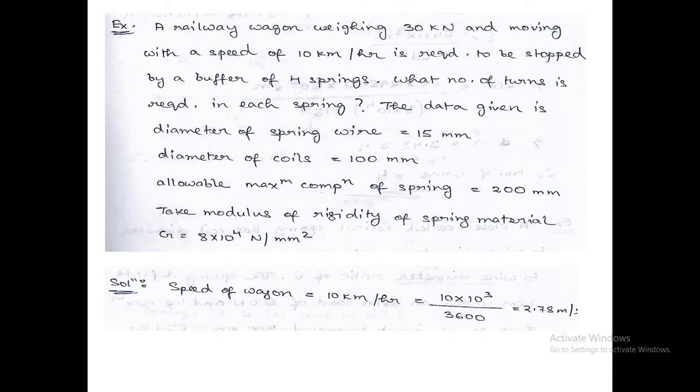First of all, we need to find the speed of wagon, which is given, that is 10 km per hour. Now let's convert this kilometer per hour into meter per second. So it will be 10 into 10 to the power 3 divided by 3600, which is equal to 2.78 meter per second.